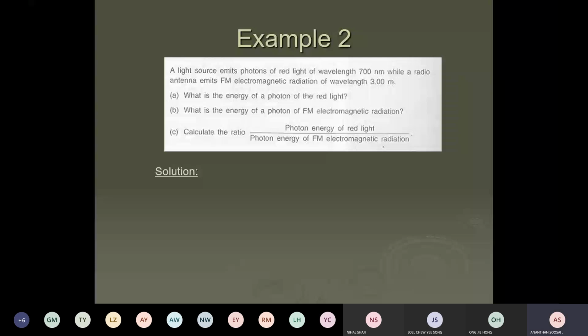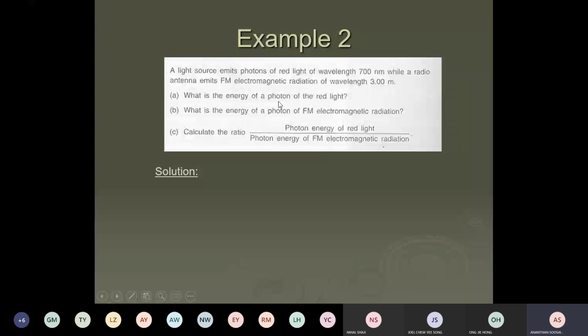A light source emits red light of 700 nanometer, while a radio antenna emits FM electromagnetic radiation of 3 meter wavelength. Which has a greater photon energy, one packet of energy? Which has greater, the longest wavelength or the shortest wavelength? The shortest wavelength. Shortest wavelength has a greater photon energy.